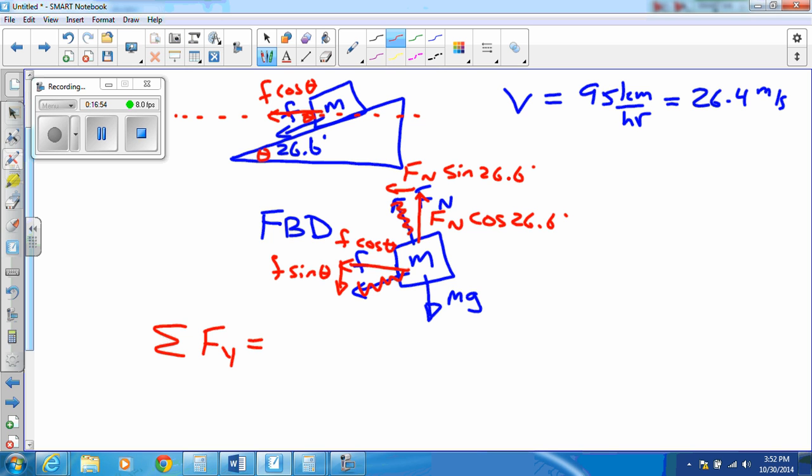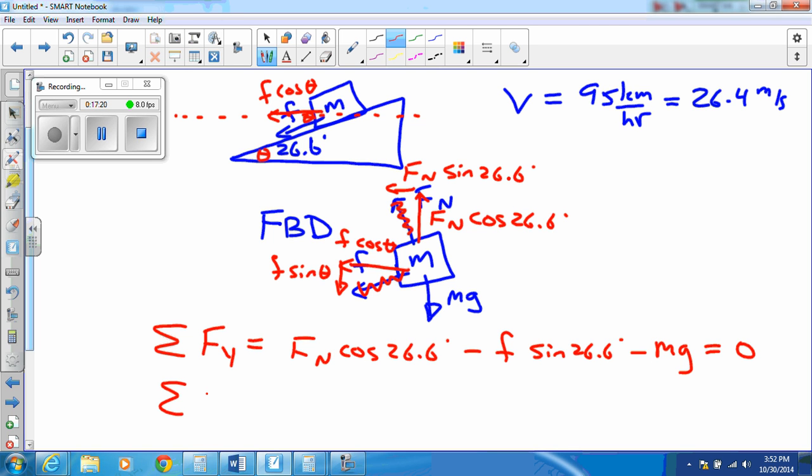Now that I have all the forces and all the components, I'm ready to add them up. In the y direction, we have Fn cosine of 26.6 degrees pulling up. We have the frictional force, F times sine of 26.6 degrees pulling down, and we also have mg pulling down. And this sum of forces will be 0 because in the y direction, the car is not moving either up or down.